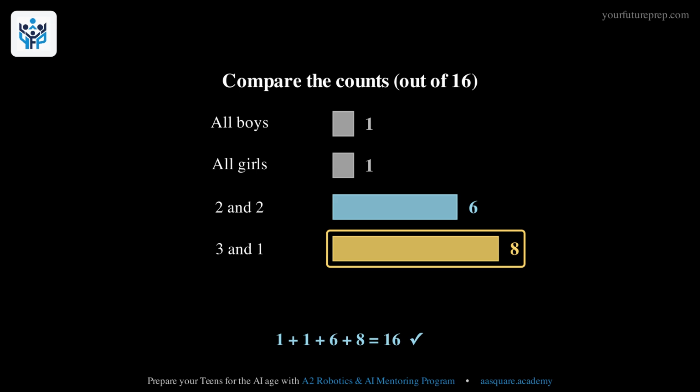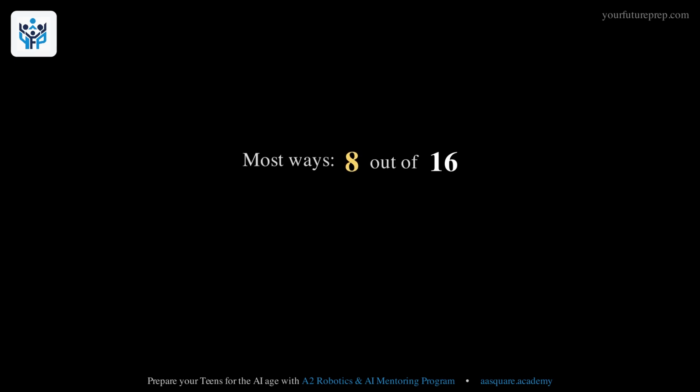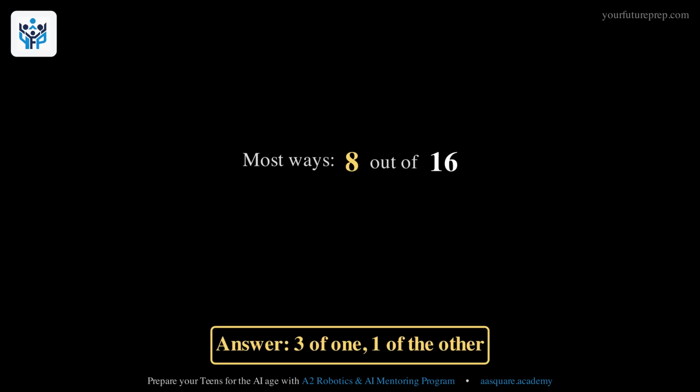Notice 1 plus 1 plus 6 plus 8 equals 16, which confirms we counted every sequence. So the most likely outcome is 3 children of one gender and 1 of the other, which is answer choice D.